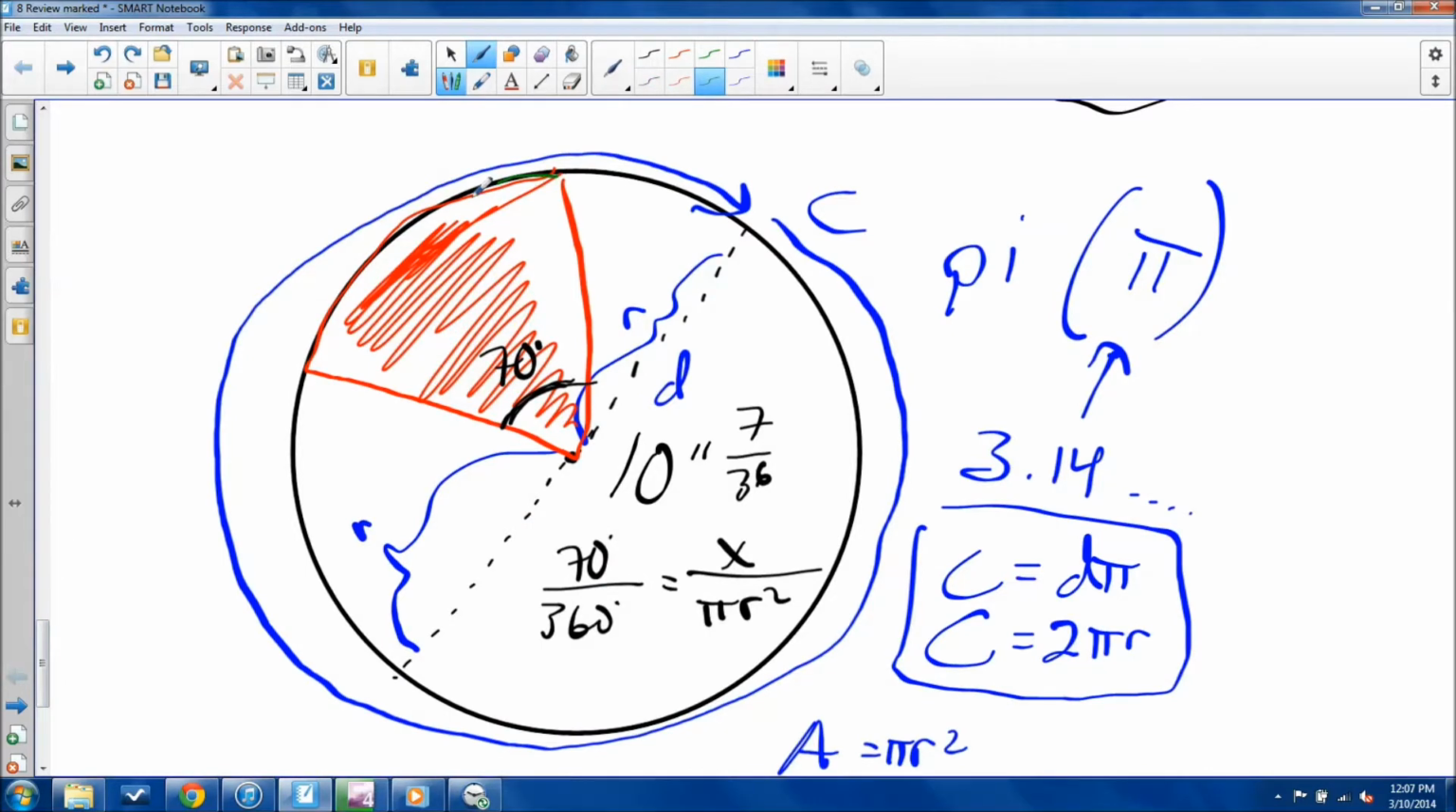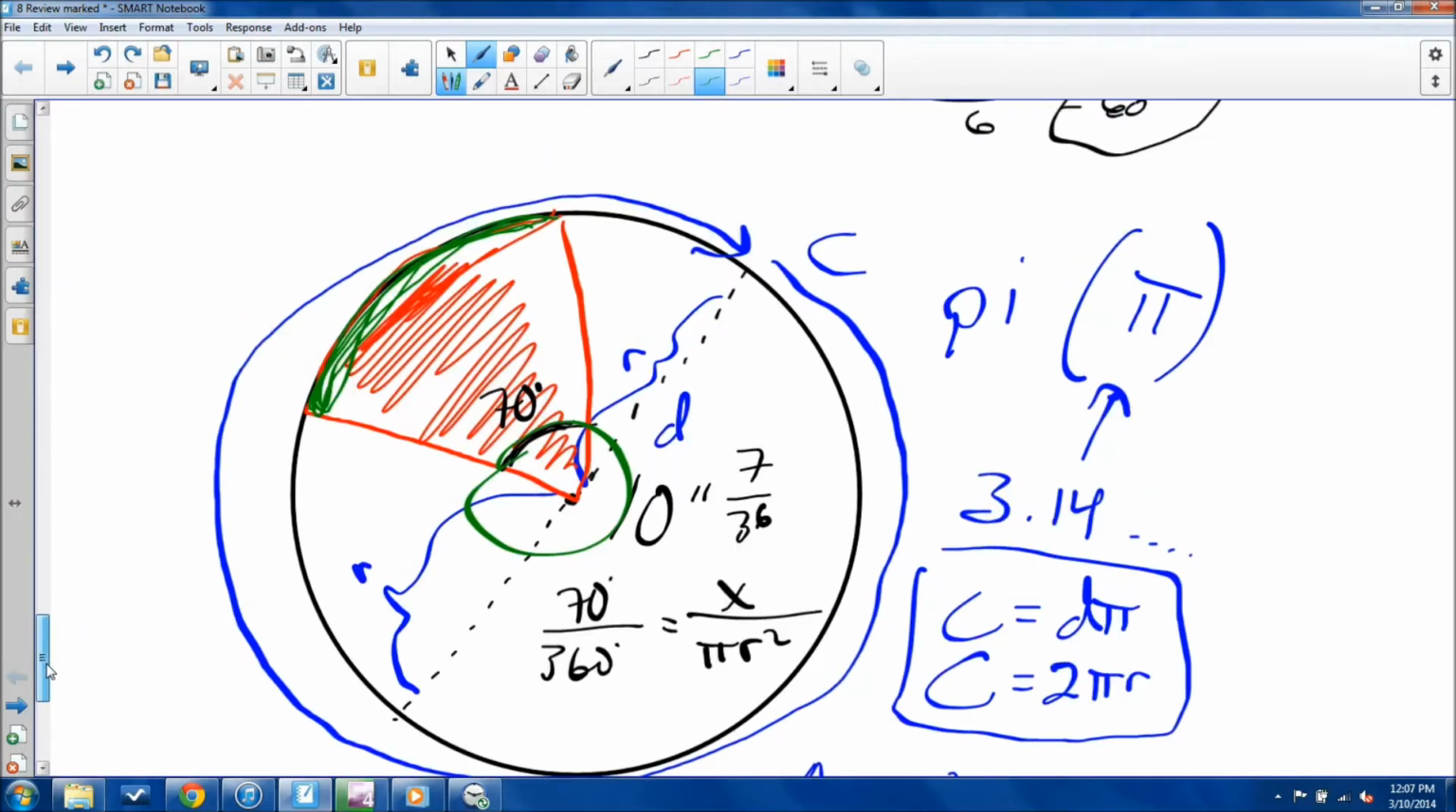If I wanted to find how long this green portion is here, set up a proportion. What's 70 over the entire 360? Okay. And that's the equivalent to your x, the thing we need to know, out of what the entire circumference is. So that's what setting up proportions is all about. And that's how circles work.